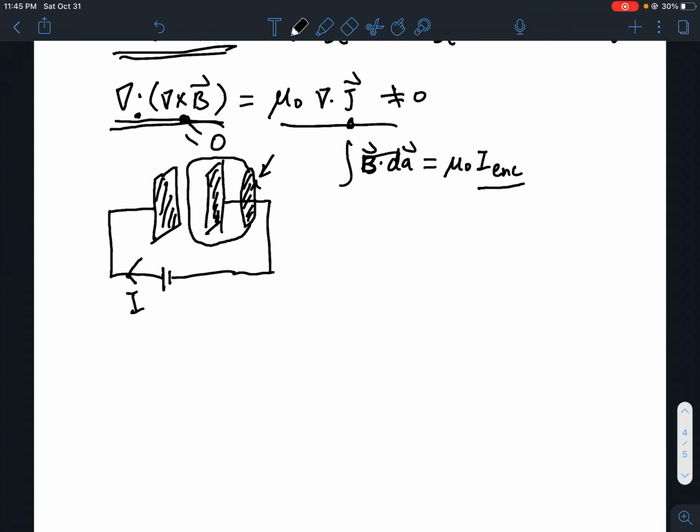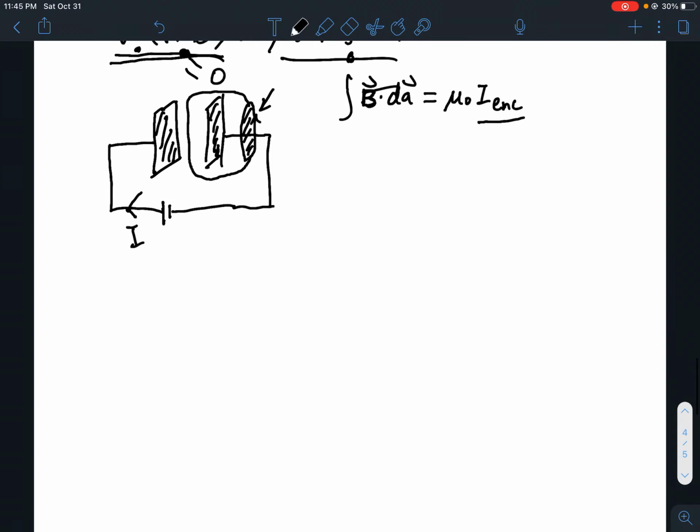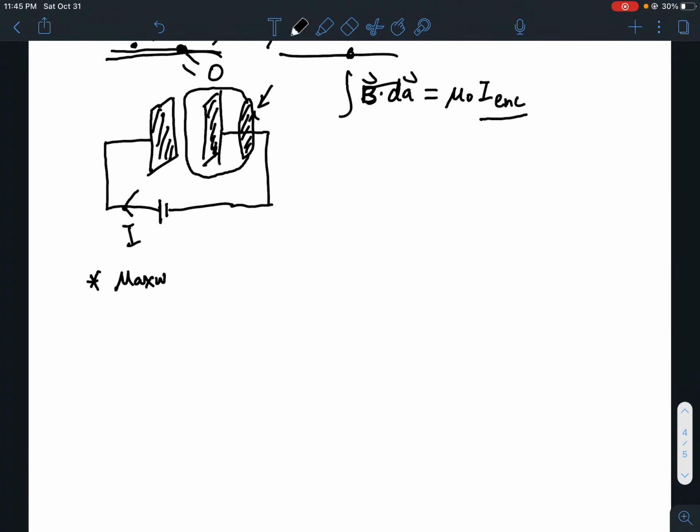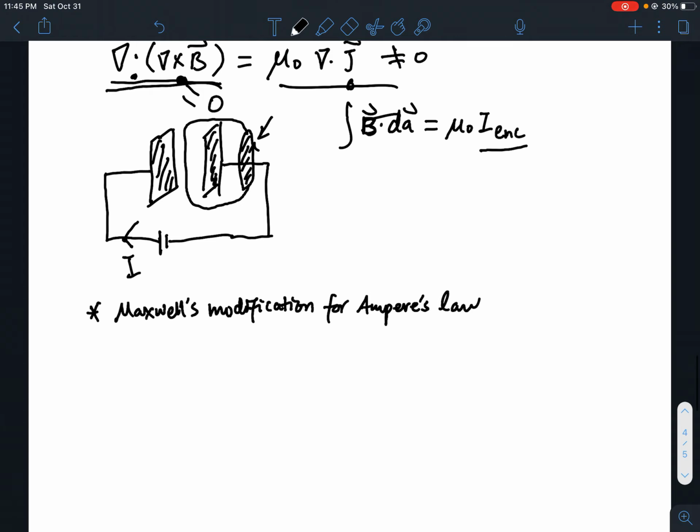So Maxwell knew this problem, thought about it, and added some modification to Ampere's law. So we will talk about Maxwell's modification for Ampere's law. I said this is the problem: Ampere's law has a problem.